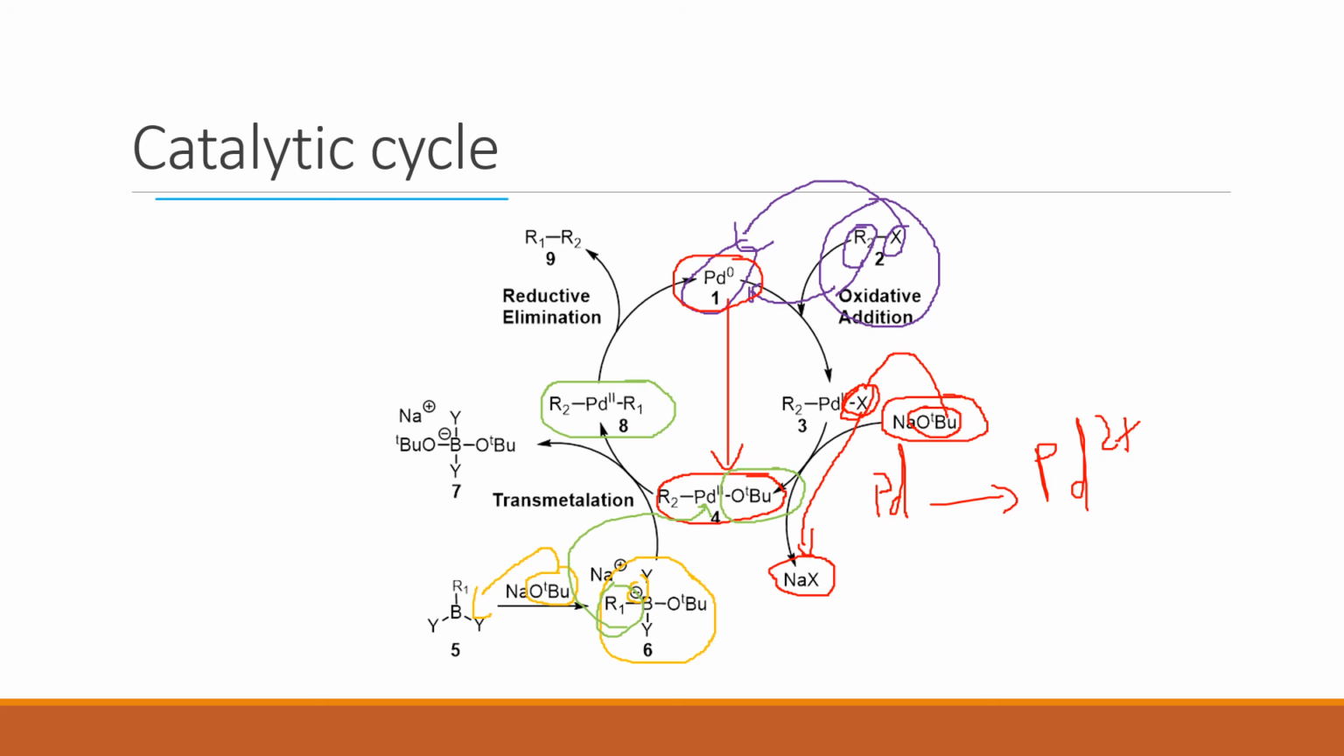You can see that there has not been a change in the oxidation state of the palladium. It has remained at 2+. What then happens is the R groups over here are close to each other, close enough to combine to become R1, R2 in a step called reductive elimination.